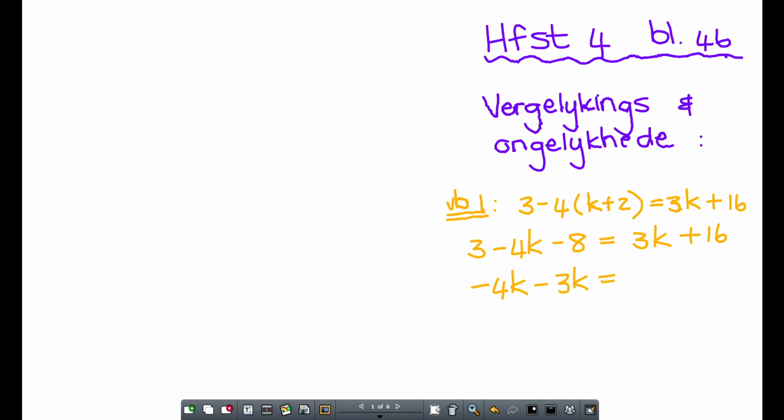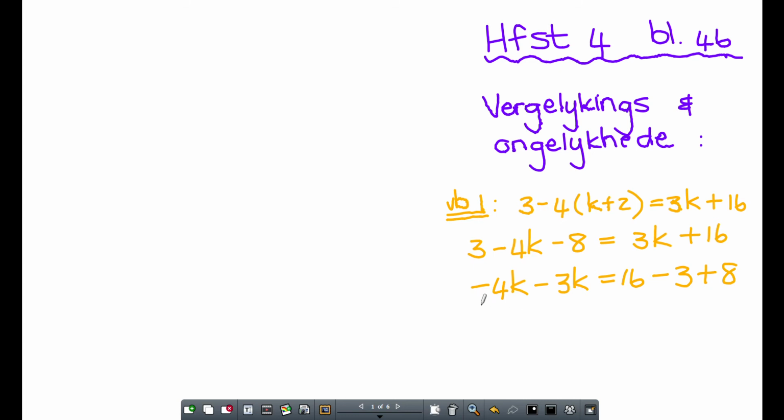Okay. Normal numbers to the right. The 16 was already on the right, so hy bly net so. Hierdie 3 gaan ek oorskuif en hy raak minus 3. And the minus 8 is also going to move over, so that becomes plus 8. Is julle reg? Okay, now let's go simplify.